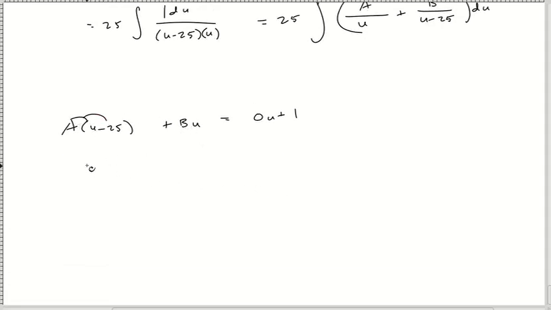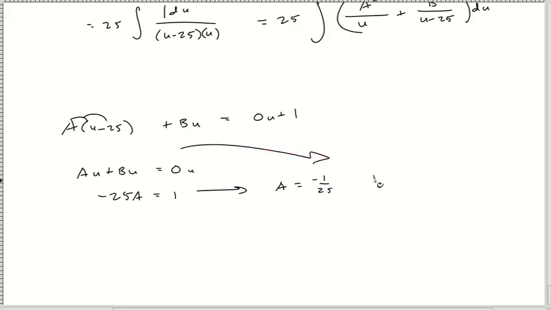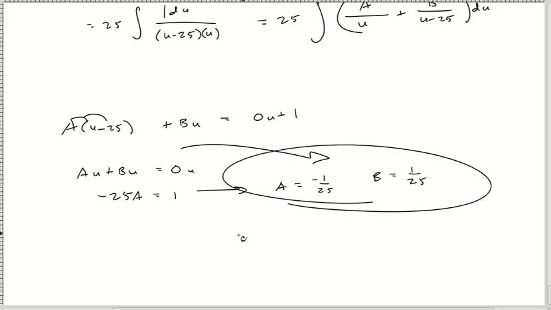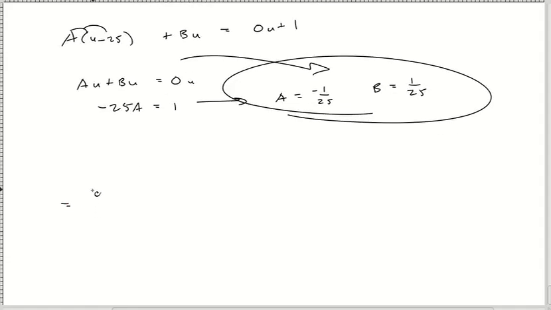So all my u's, my au plus bu, should equal 0u. And then my negative 25a, well, is equal to 1. This is super easy, so a is equal to negative 1 over 25. Okay, and so that also means then that my b is equal to a positive 1 over 25. Cool. Let's go back to my question now.